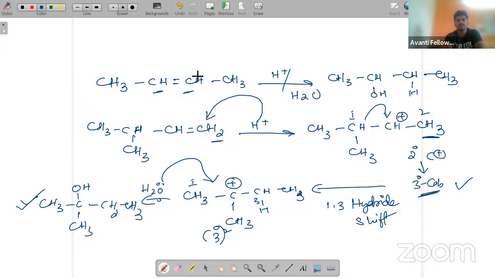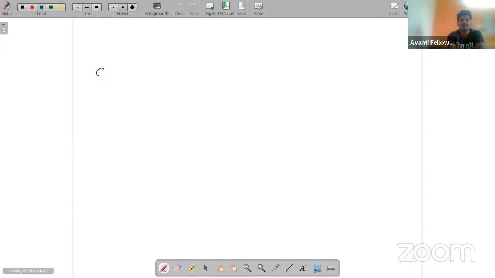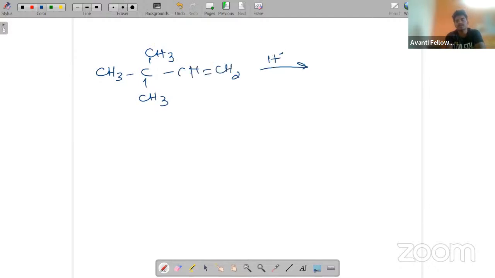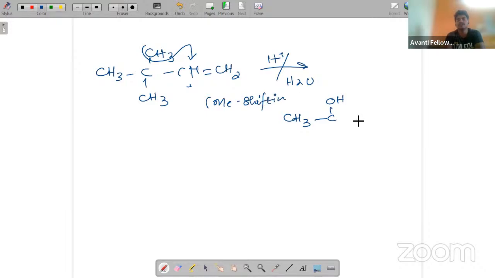So now the next example: CH3, C, CH3, CH3, C double bond CH, double bond CH2. Again, if you take H plus H2O, you will get a positive charge here. And this time you will shift a methyl here. The final product will be CH3 bond OH, because what we have shifted here is methyl. Methyl shifting takes place. What is happening here? Methyl shifting.